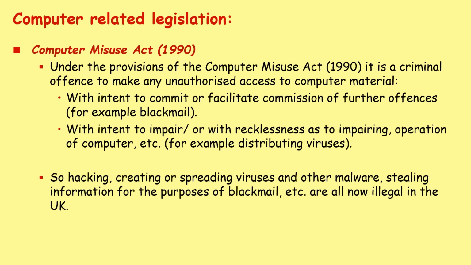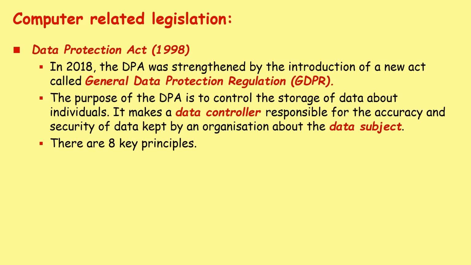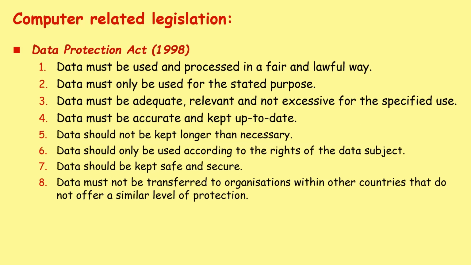in the UK. The Data Protection Act, originally from 1998, strengthened in 2018 with the introduction of the General Data Protection Regulation, or GDPR. The purpose of the DPA is to control the storage of data about individuals. It makes a data controller responsible for the accuracy and security of data kept by an organization about the data subjects. And there are 8 key principles. 1. Data must be used and processed in a fair and lawful way.